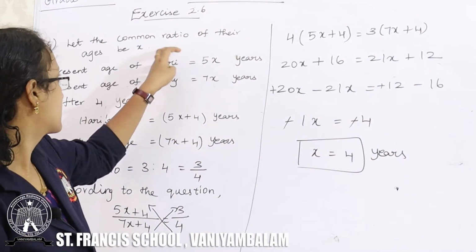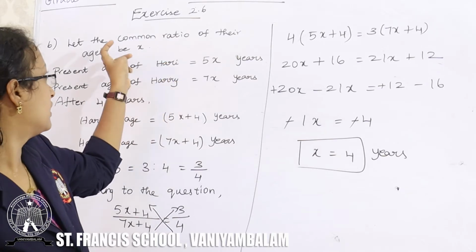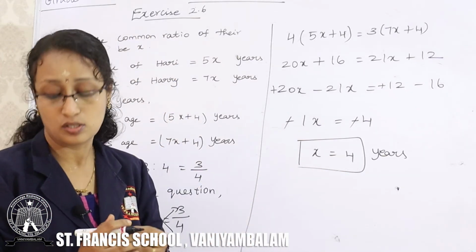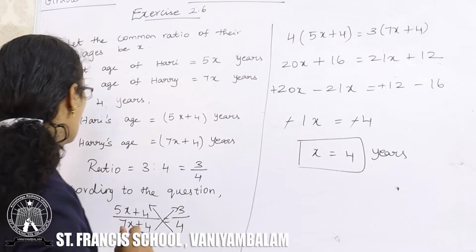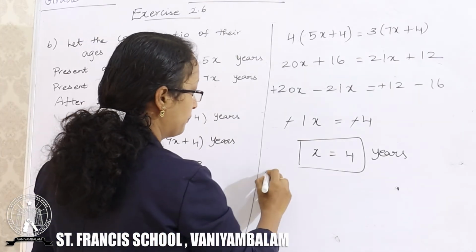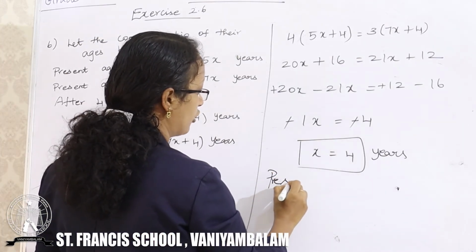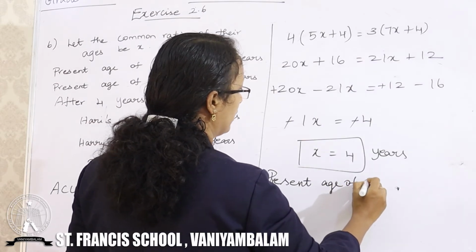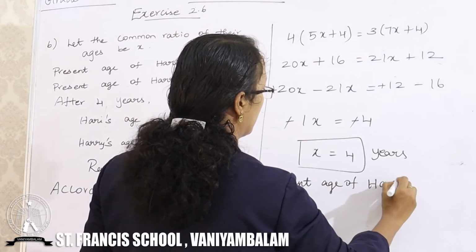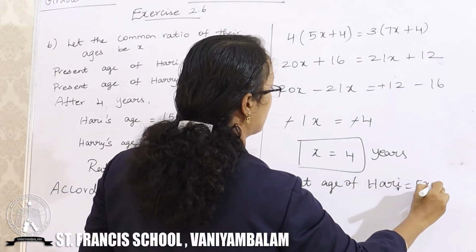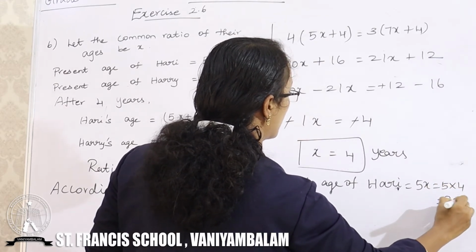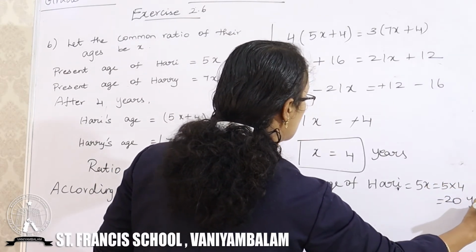What is your x? The common ratio between the ages. That is your x. We got the x only. So how will you find the present age? What is the present age of Harry? Present age of Harry is 5x, that is 5 into 4, which is 20 years.